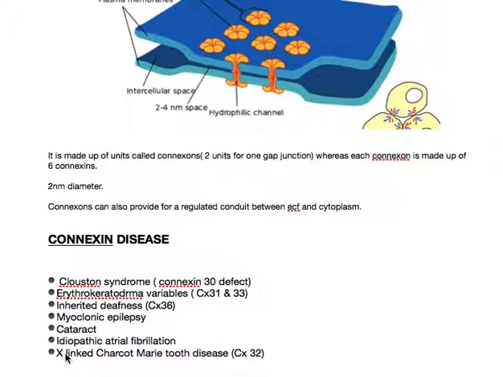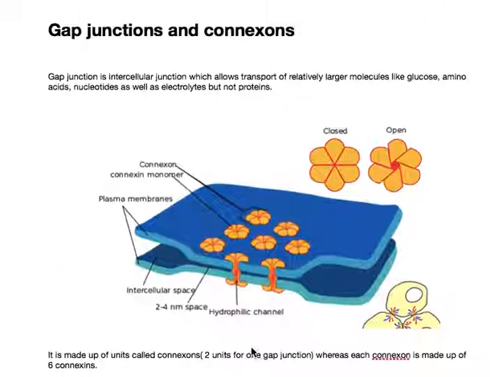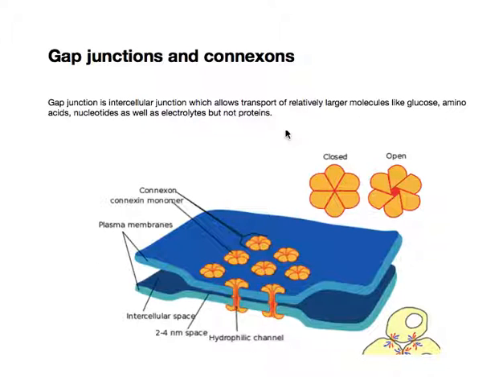But this one, X-linked Charcot-Marie-Tooth disease, is a connexin disease, connexin, not connexon disease. This is a connexin disease, and the connexin related is connexin 32. So this is in short about gap junctions and connexons as well as connexins.